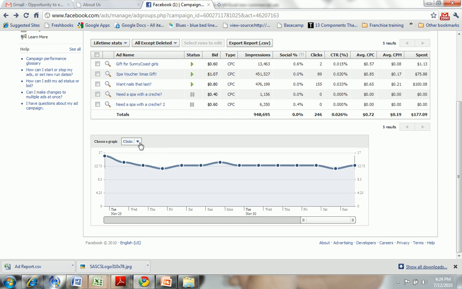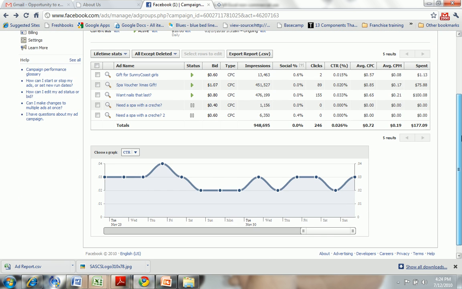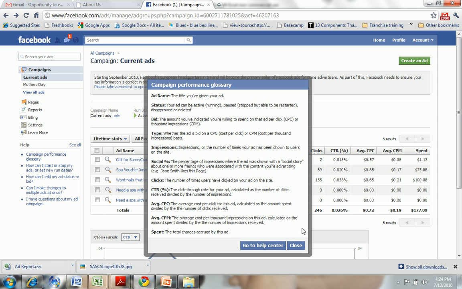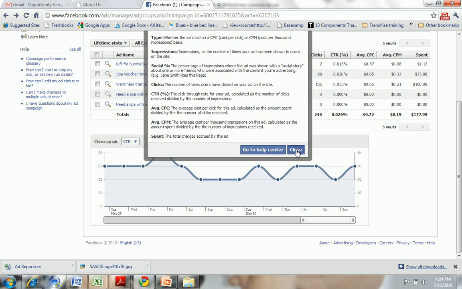We can see this graph as well, impressions or the click-through rate, where it's high and where it's lower. And if you want more help, there's also this great campaign performance glossary and some more information here, which I encourage you to take a look at, helping you with some of those terms I've mentioned just now.